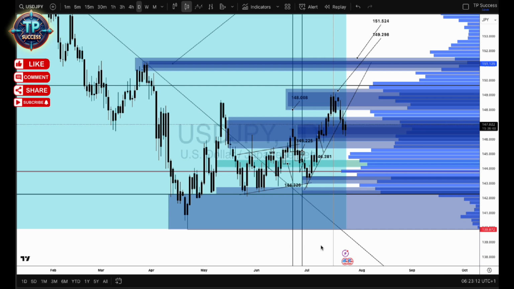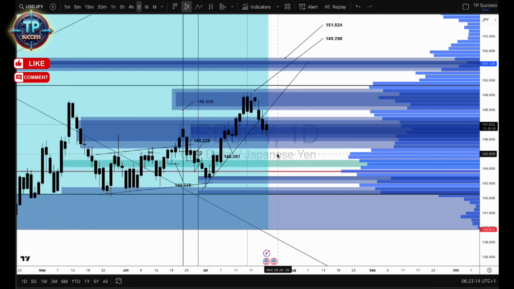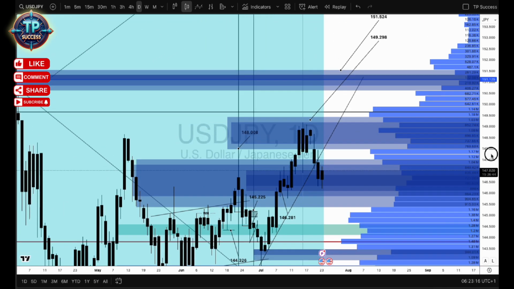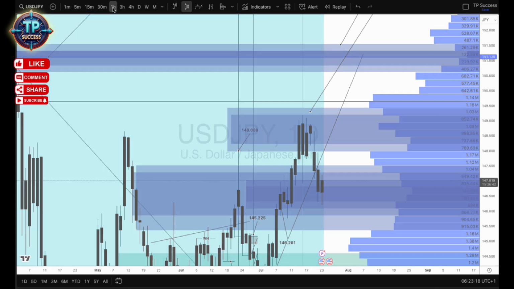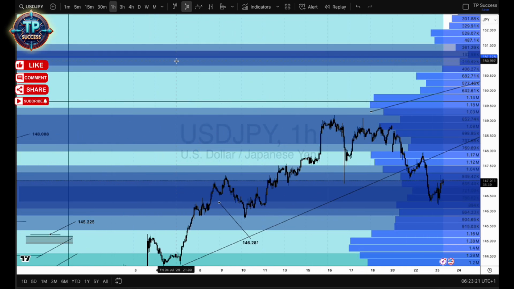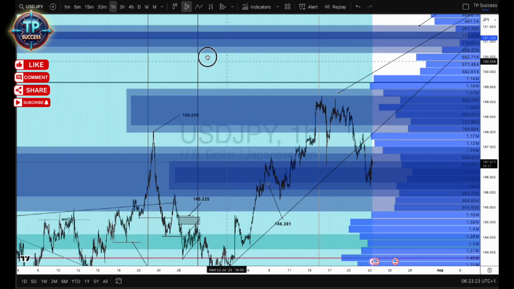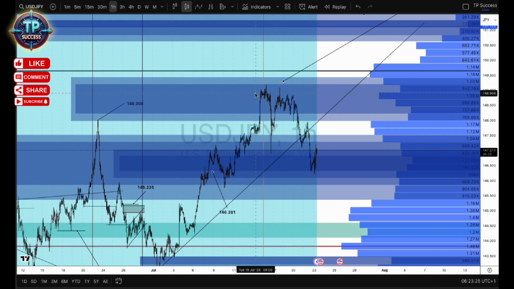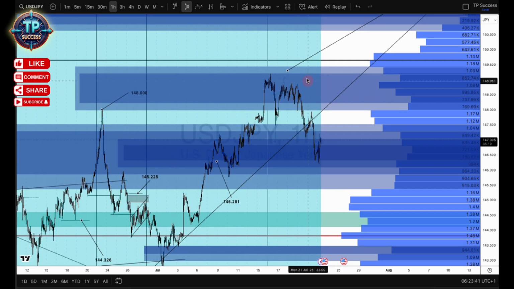Now, roughly around 6 days ago, when I did the analysis on this particular asset, we were in this low volume node area. We just tapped into it. So if you take a look at my last video on USDJPY, you will notice that when we did it, price was in this zone, low volume node area, and it was just sitting there.